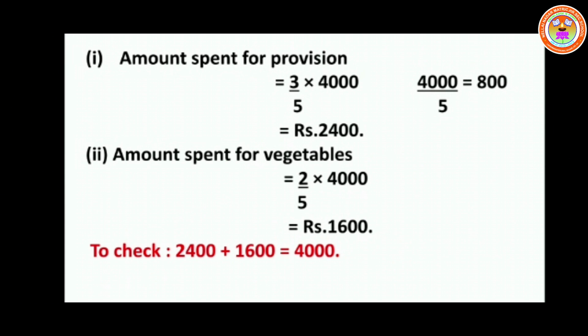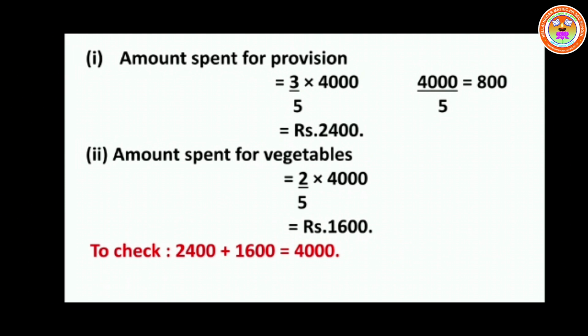Now the second subdivision. Amount spent for vegetables. To buy vegetables, how much amount did they spend, that we have to find. So in the same ratio, the second part is 2. 2 divided by the total parts, 5, into the amount they allotted, 4,000 rupees. Again you can cancel 5 with 4,000. So 2 into 800, you will get rupees 1,600.